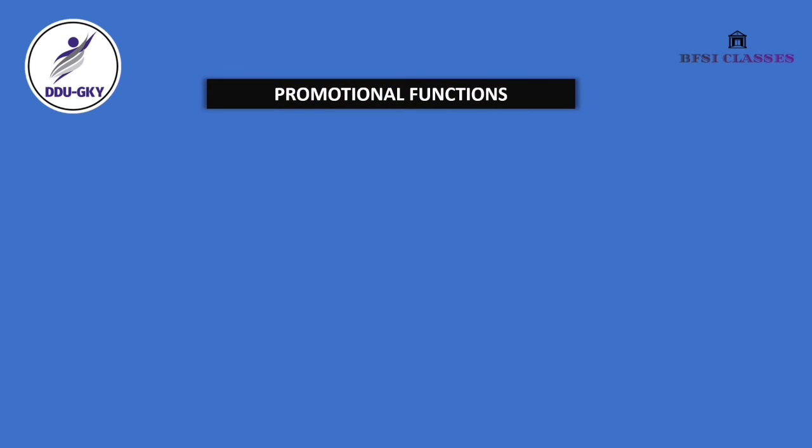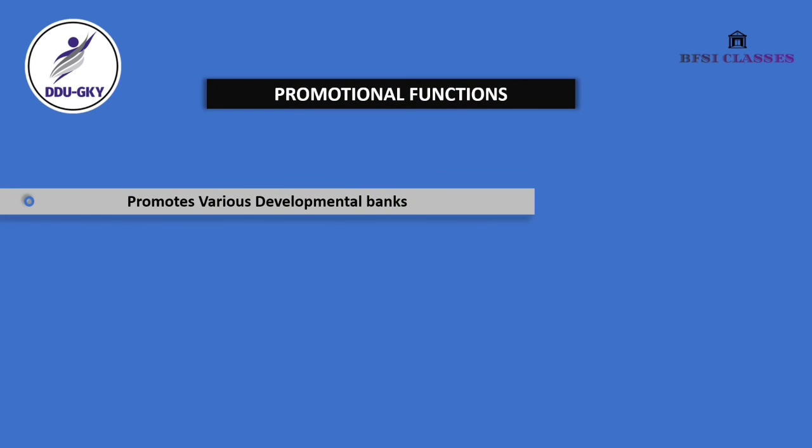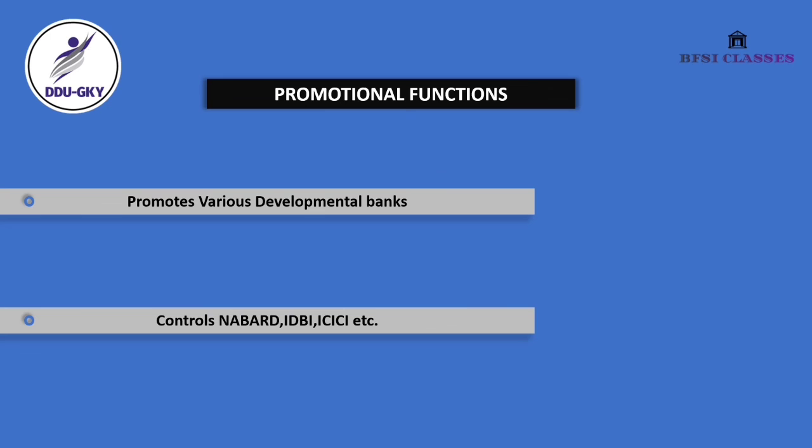Last function is promotional function. RBI promotes various development banks in India like SIDBI, IDBI, etc. It controls NABARD, IDBI, ICICI, etc. These are the developmental banks in India. NABARD is the apex body of the agriculture sector in India and disburses loans for the agriculture sector.